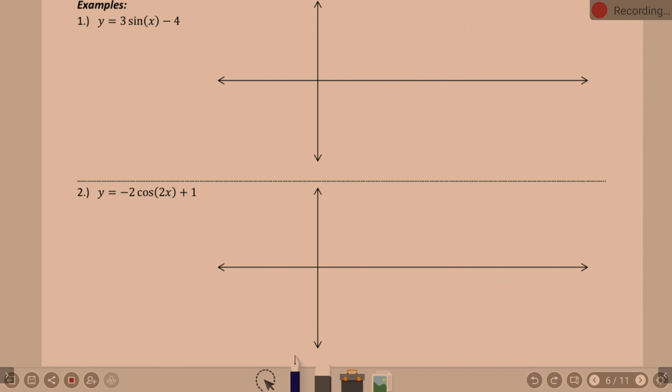Example one. Y equals 3 sine of x minus 4. As we go through here, the first thing I will lead you to do, and come quiz time, it's something I'll have you do, is I always take this blank space over here and I list all the information I know. So what do we know about amplitude, period, phase shift, center line, and is there any type of reflection?